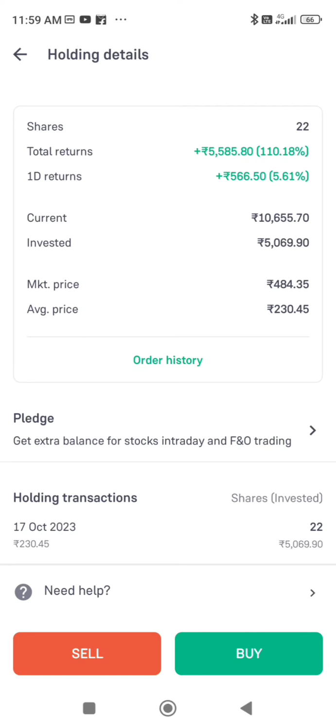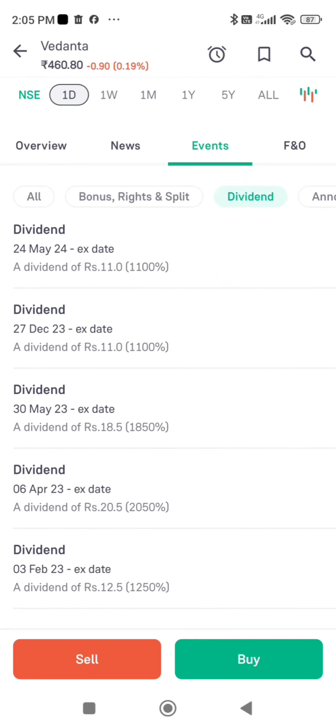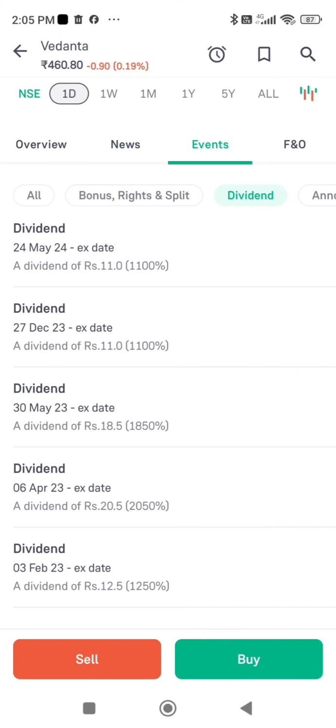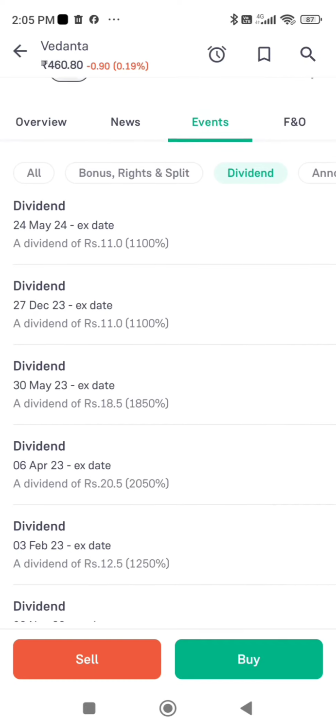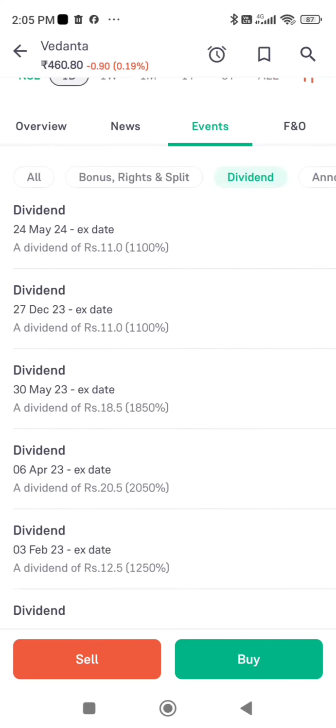My investment is 5000 rupees and total returns are 5585 rupees. About 110%, you can see here. And I also earned 500 rupees of dividend, that is 11 rupees per share. You can see here all the dividends the company declared.